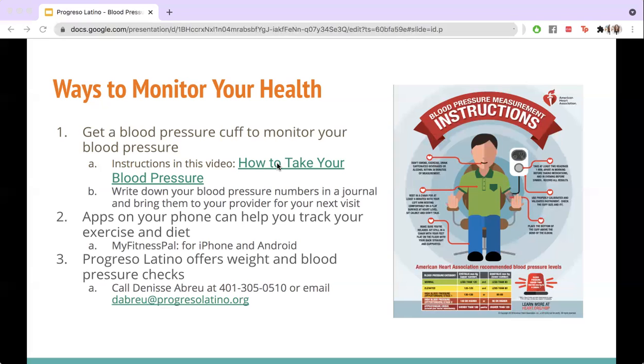There are also apps on your phone that can help track things like exercise and diet. For example, MyFitnessPal is an app available for iPhones and Androids. And Progreso Latino offers weight and blood pressure checks. So if you are interested in that, the contact information is right here.